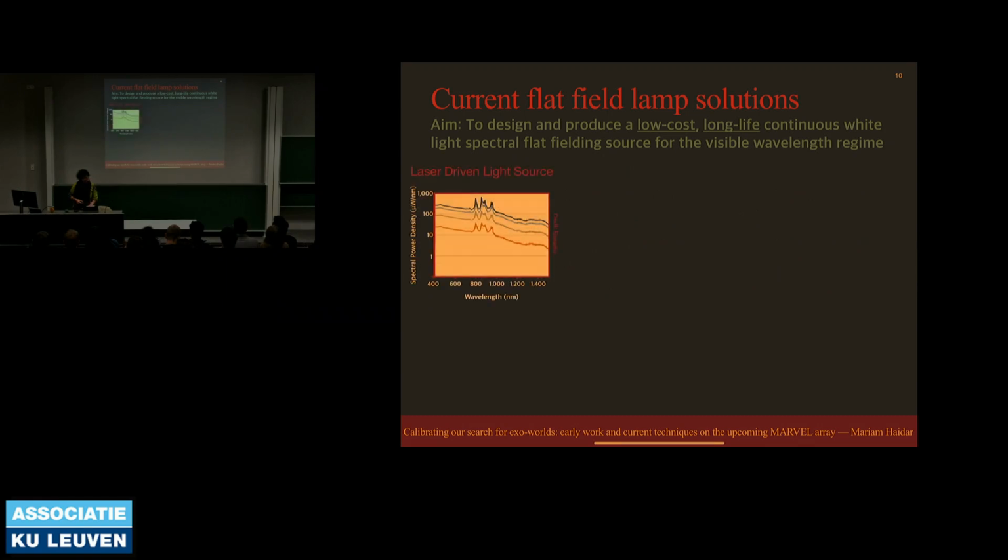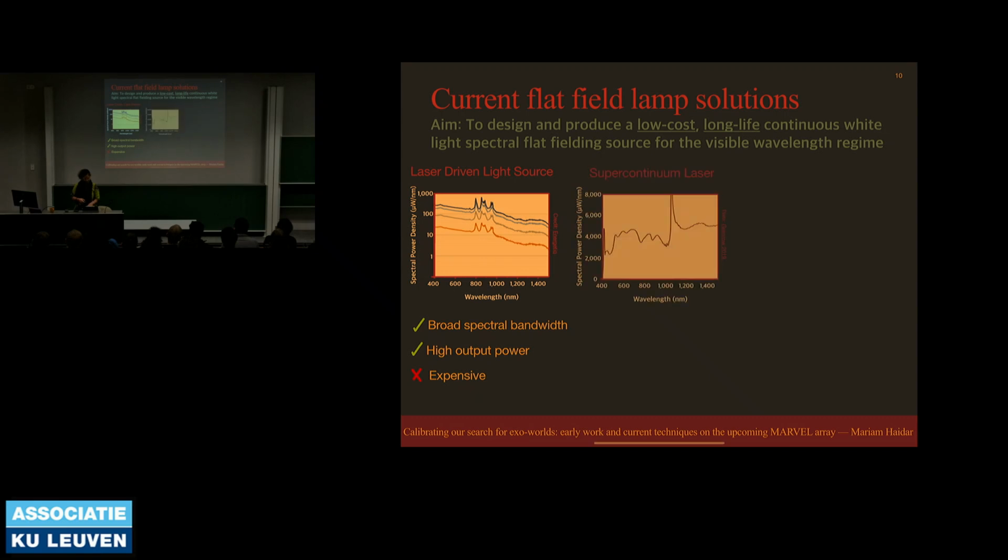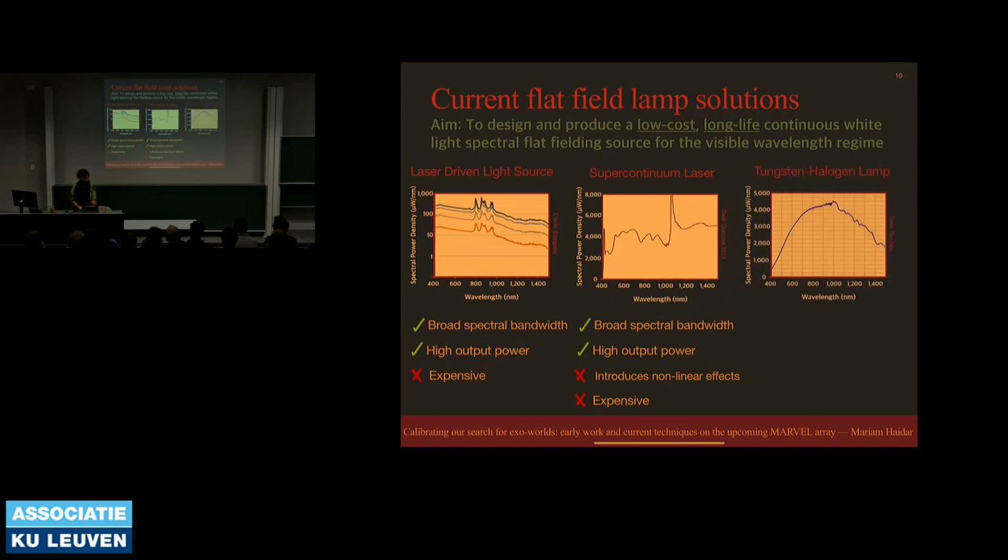So comparing to other light sources that are already on the market, the laser-driven light source is used quite often. However, it's really quite expensive, despite it having a really broad spectral bandwidth, high output power, and high signal-to-noise ratio. But we are looking for low cost. The other option here would be a supercontinuum laser, which also has the same advantages as a laser-driven light source. It's a bit cheaper, but it starts to introduce nonlinear effects like Raman scattering. And again, it's expensive. So again, we're looking for low cost and long life.